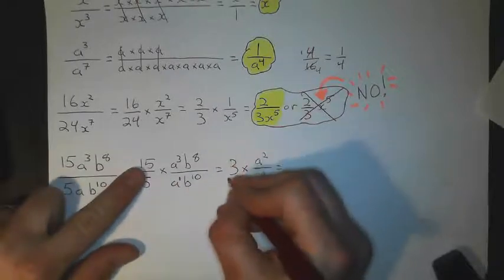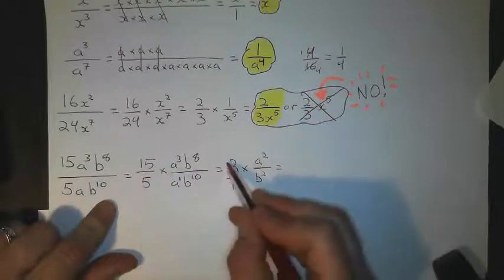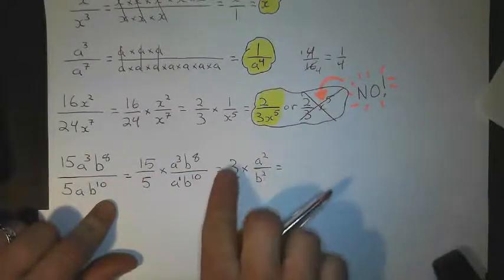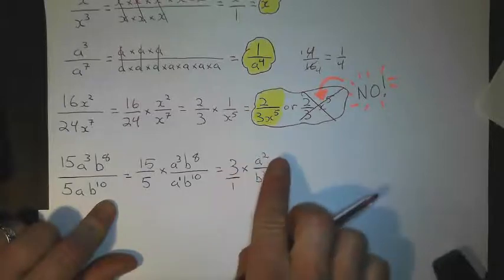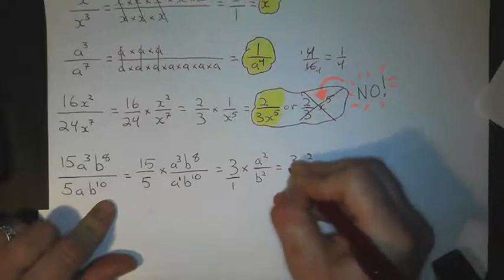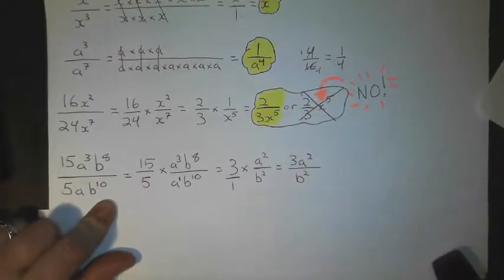Now here, most people go, oh, I don't know where that 3 goes. Well, remember, this actually is 3 over 1. Okay? Because 15 over 5 is the same as 3 over 1. And I multiply, if you want to write it like this to help you remember that, that's fine. So now I multiply across. 3 times a squared is 3a squared. And 1 times b squared is just b squared.